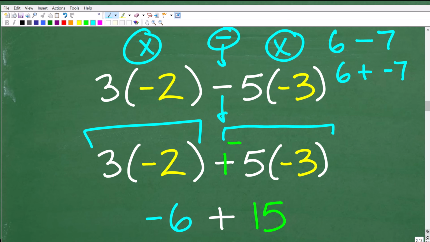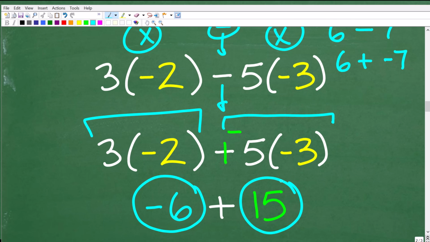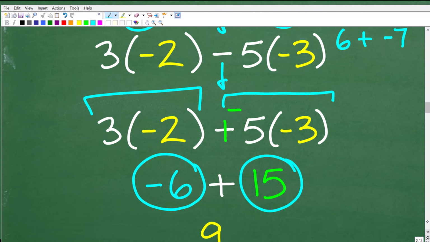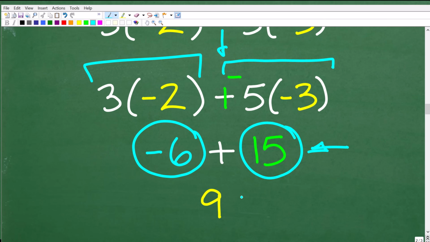Okay, so once again, a positive times a negative is a negative, so 3 times -2 is -6. A negative times a negative is a positive, so -5 times -3 is a positive 15. And then lastly, we simply have to add these numbers. -6 plus a positive 15 is a positive 9. Okay, so hopefully this makes sense.